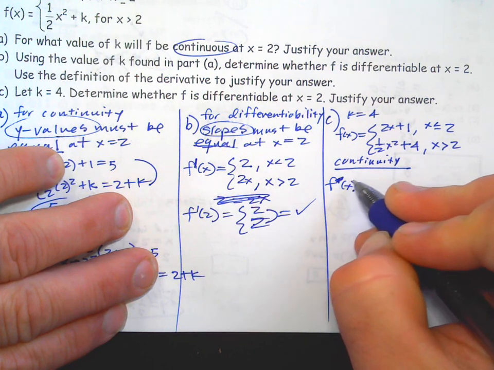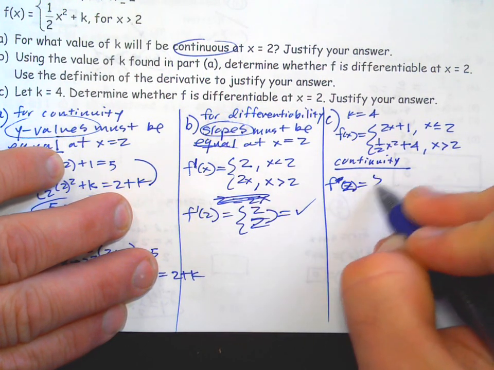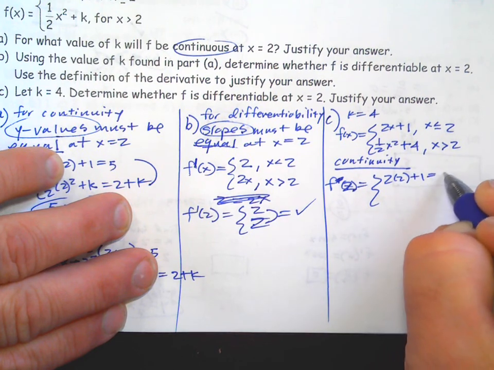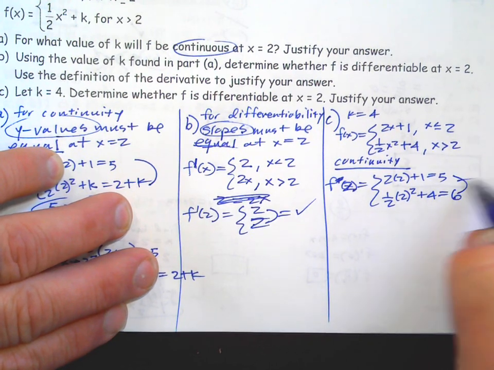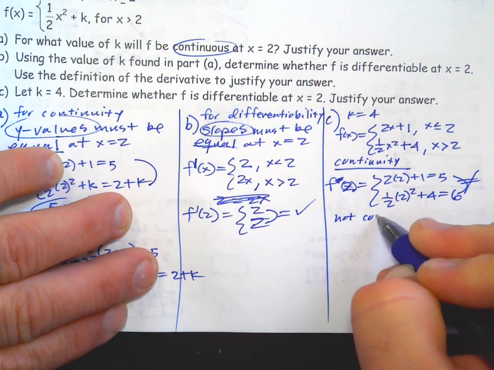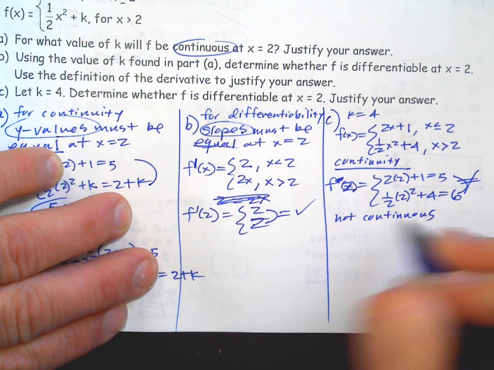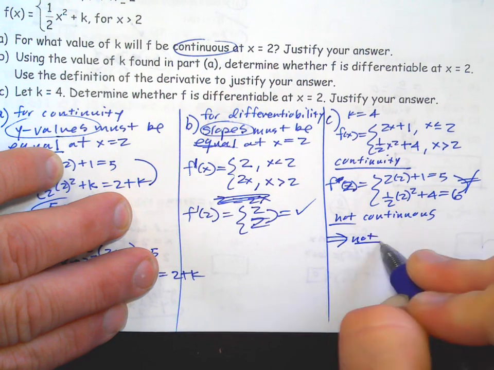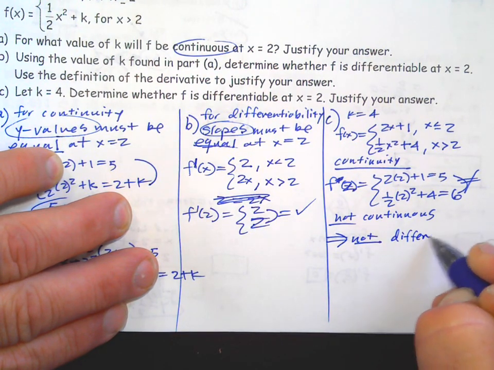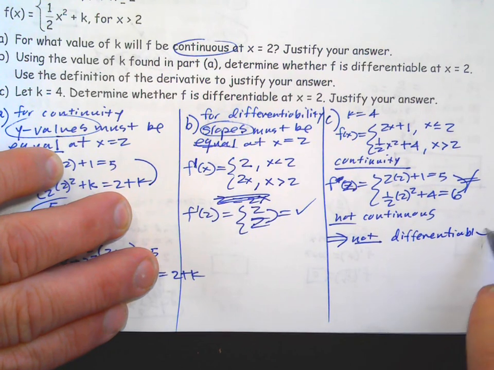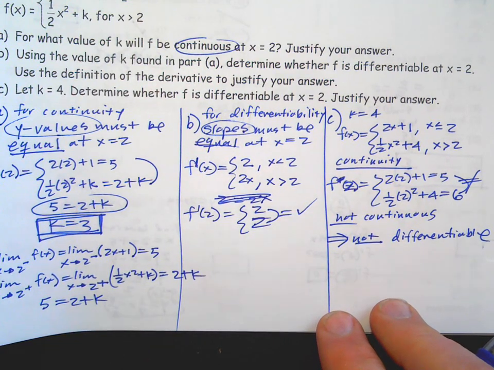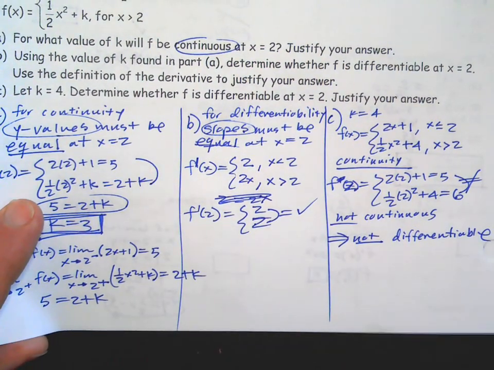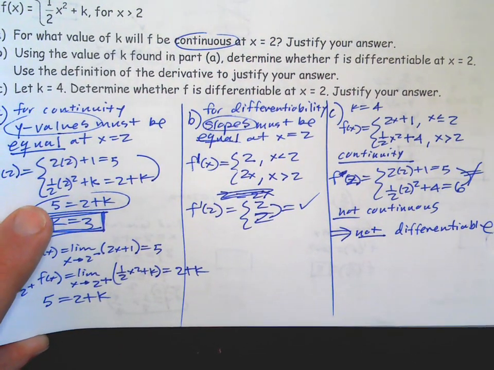So if we plug 2 into this, they are not equal, so it is not continuous. Therefore, it is not differentiable. Now, there are more technical ways of showing this work, but I don't think we need to worry about that too much. If you look up my solutions online, you can kind of see what the more technical version is. But for now, I think this is good enough for our understanding.